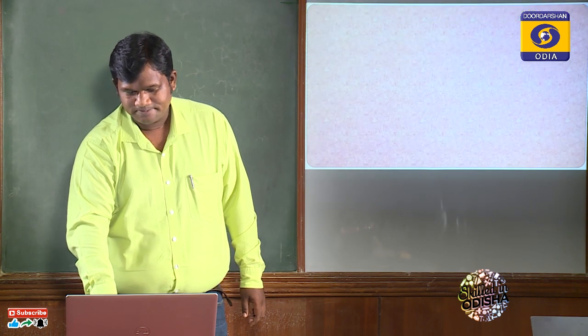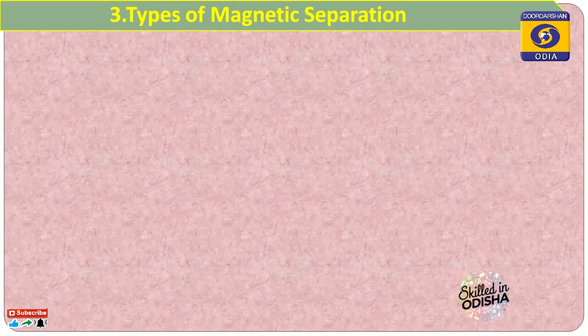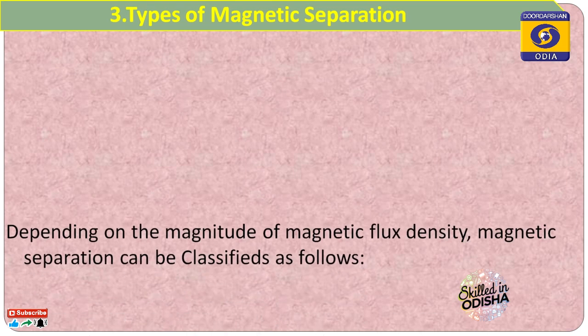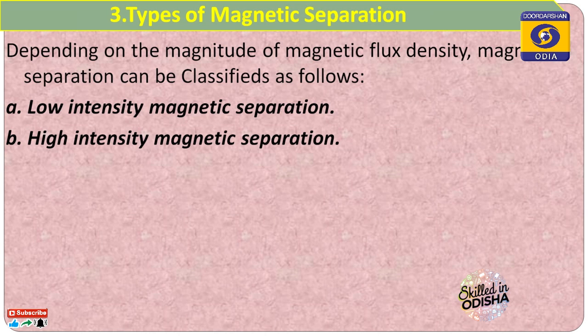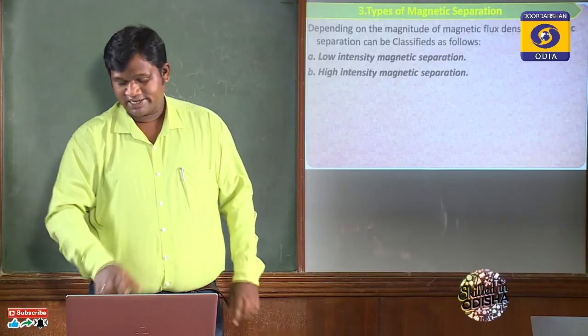Next, come to the next slide. That is the type of magnetic separation we can use. Basically, what are the types of magnetic separation we can use? Depending on the magnitude of the magnetic flux density, magnetic separation can be classified as follows. First one is low intensity magnetic separation. Second one is high intensity magnetic separation.